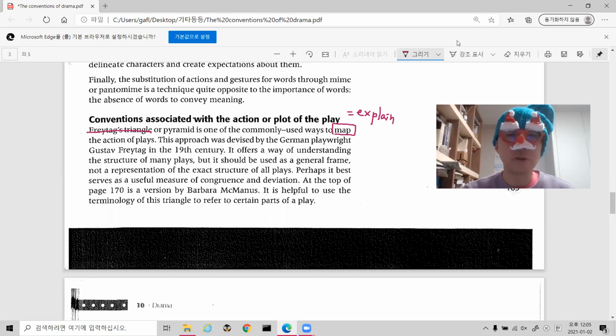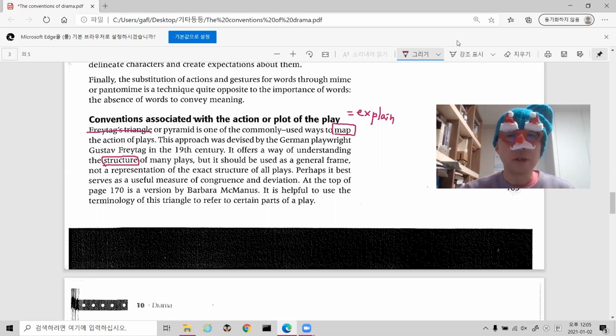This approach was devised by the German playwright Gustav Freytag in the 19th century. So a German person invented this concept of Freytag's triangle, and it offers a way of understanding the structure of many plays. It provides us with a way to understand the structure or the plot of plays.